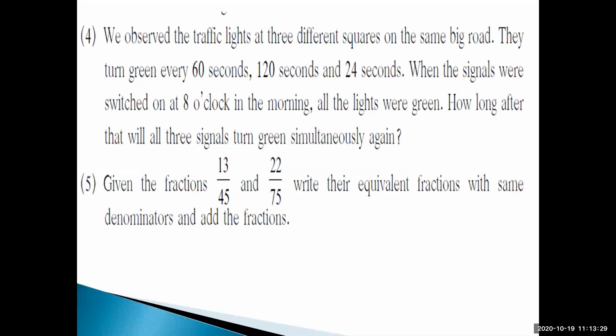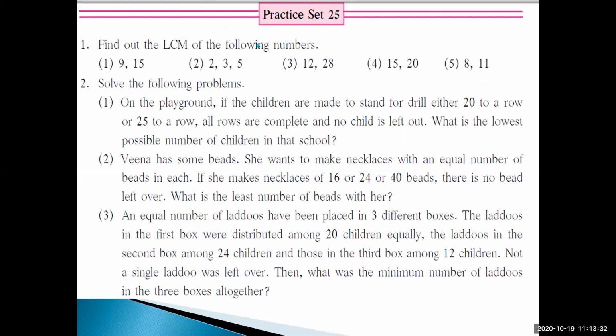Okay, now this is find the LCM of the following numbers. So how to find the LCM of the following numbers? Okay, so I'll share my whiteboard with you again, so that the concept gets more clear. Okay, so 9 and 15 is there, right? 9 and 15 is there.